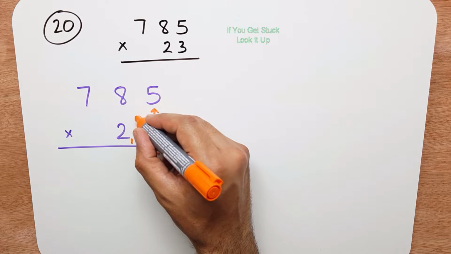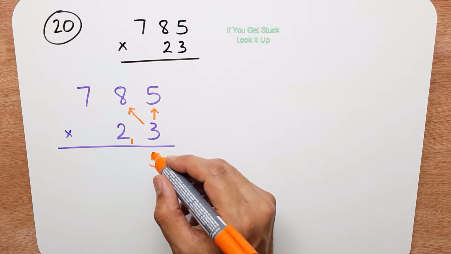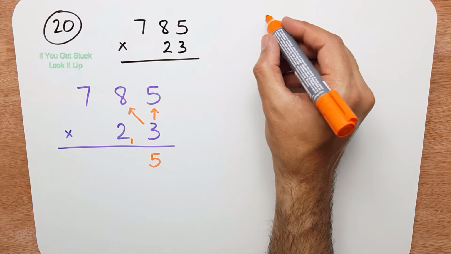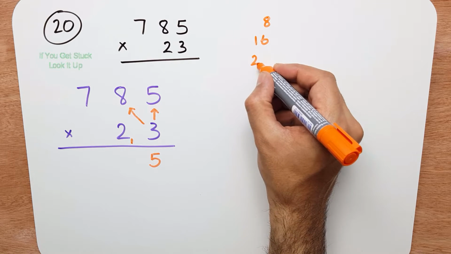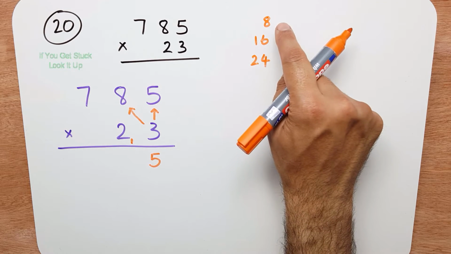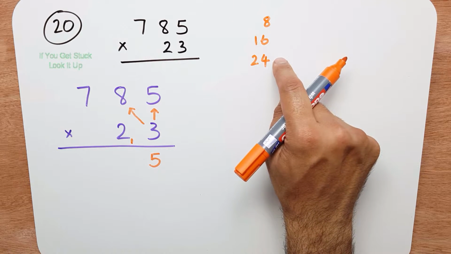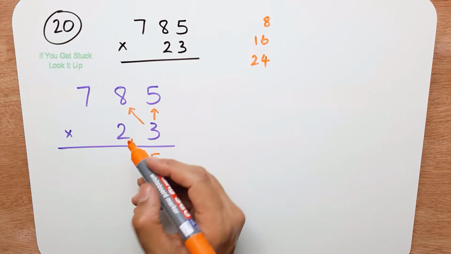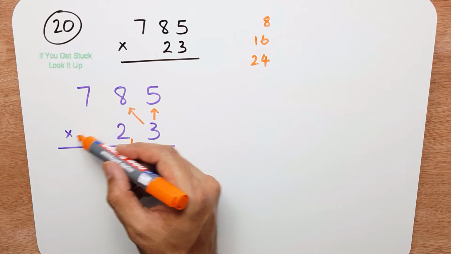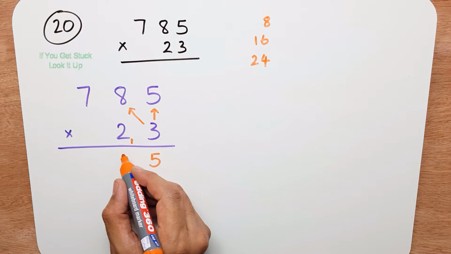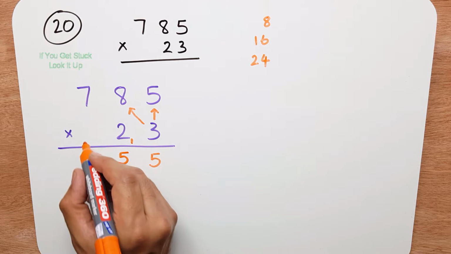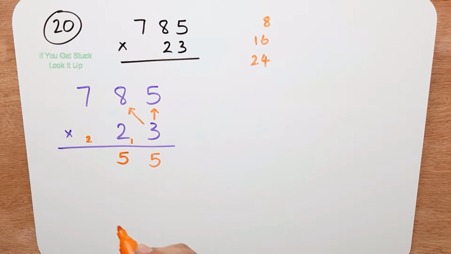Then we do 3 times 8. And if you know your 8 times table, we can do 8, 16, 24. So there's only 1, 2, 3 lots of 8. So it's 24. So 3 times 8 is 24, plus the 1 we've carried is 25. So we put the 5 down and carry the 2 over to the next column.